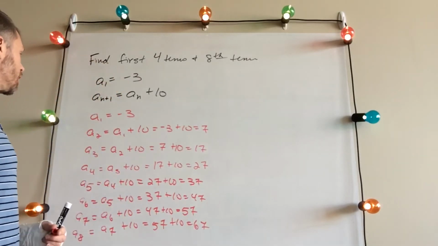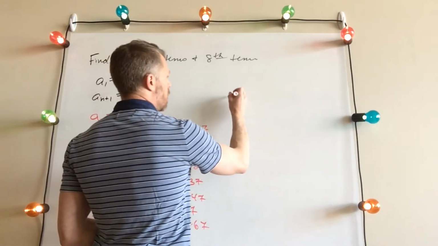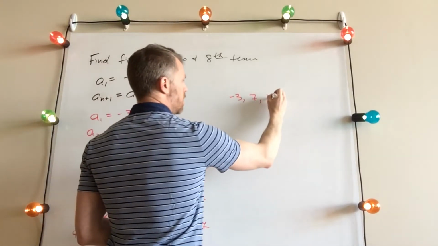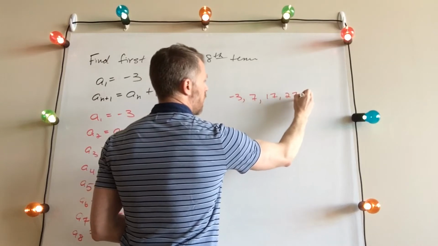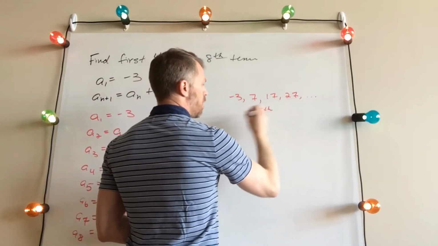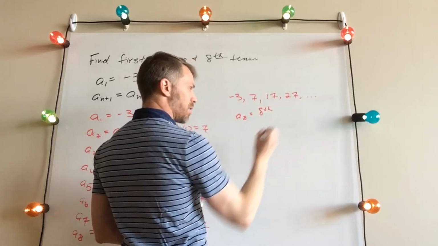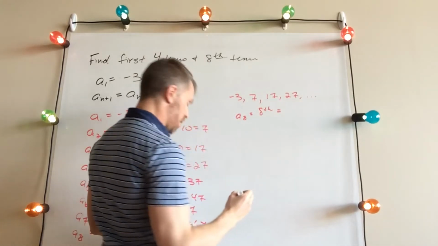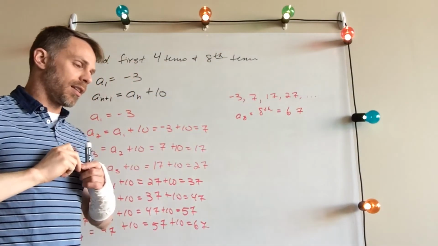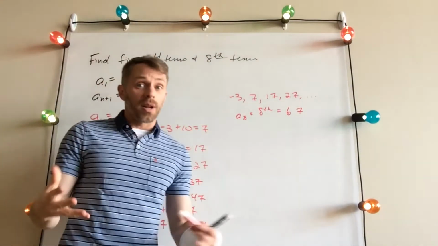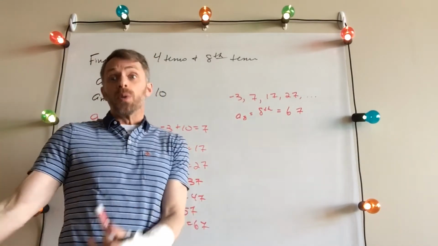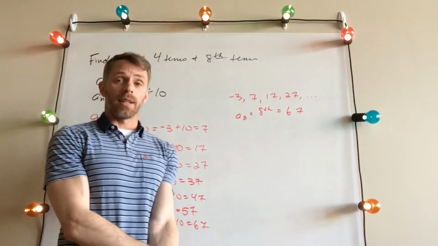All right, so we needed the first 4 terms: -3, 7, 17, 27, and then it was going to continue on. And then our 8th term, you can even show it as a sub 8, was 67. If some of you were getting to the point where you thought, oh, I can come up with a shortcut, that shortcut would have been writing the explicit rule, which again, we'll do a little later, just not in today's lesson.